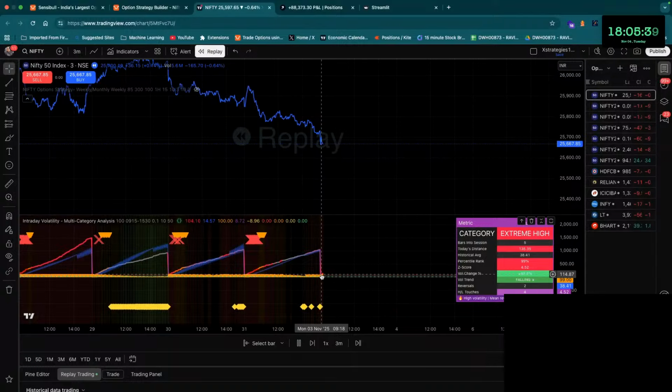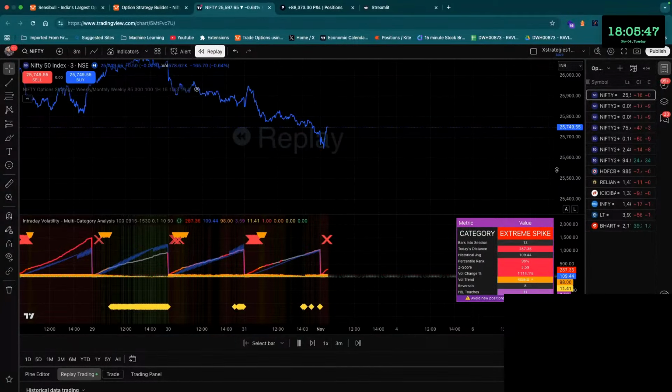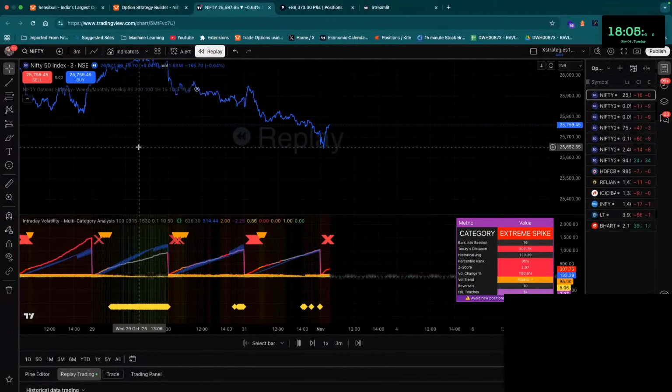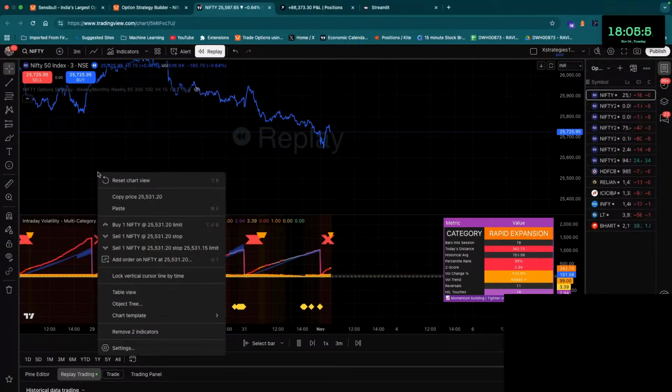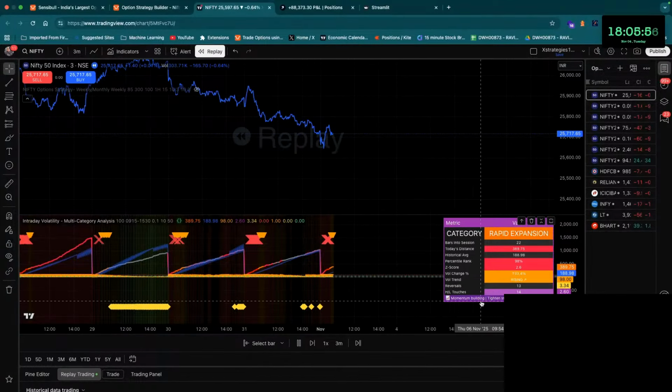Now let's focus on this one. This is actually the starting of the day on Monday, which was yesterday. This is the 3 minutes chart, and from a 3 minutes perspective, it says it's extremely volatile at this point of time. There are about 11 categories that you have, and it also gives a bit of a signal around what you have to do.